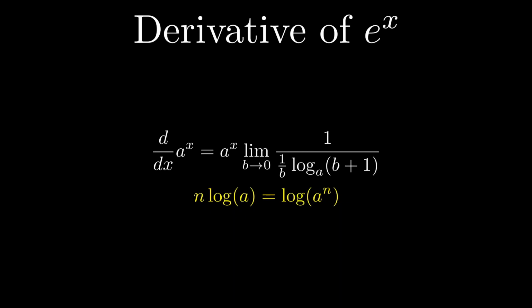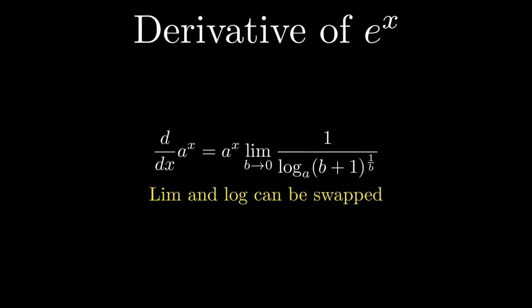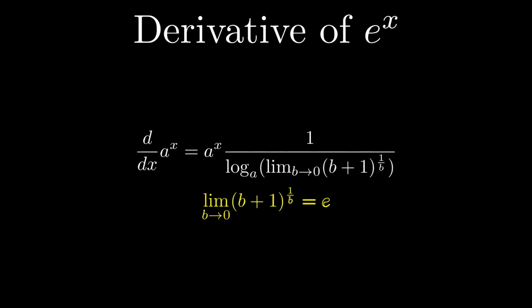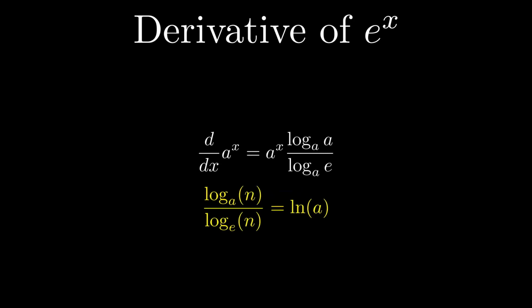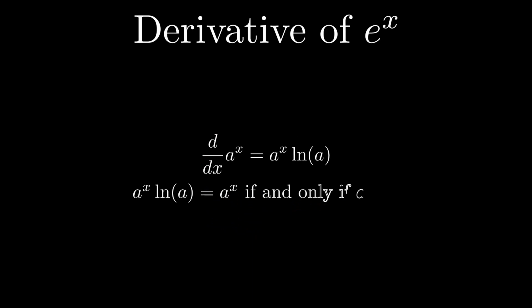Using the log property shown, we can move the 1 over b into the power of b plus 1. And then, swapping the limits and the logs, we can note that the limit as b approaches 0 of b plus 1 raised to the 1 over b power is equal to e, resulting in the fraction equaling 1 over log base a of e. Then, since log base a of a equals 1, we can substitute the numerator with log base a of a. Then, using the base change property of logs, the fraction simplifies into natural log of a.